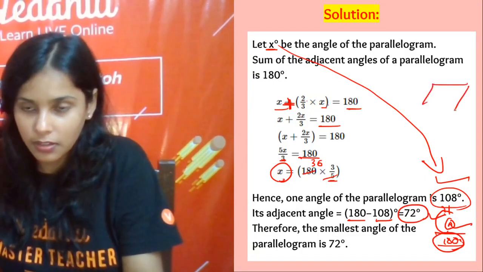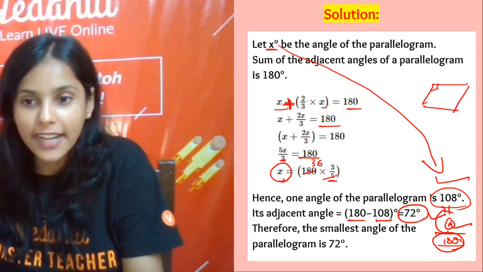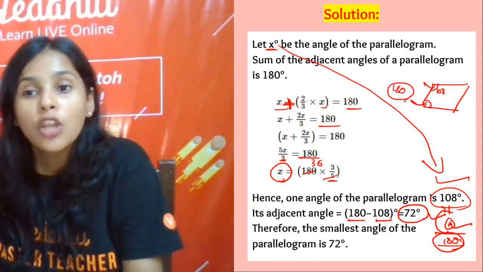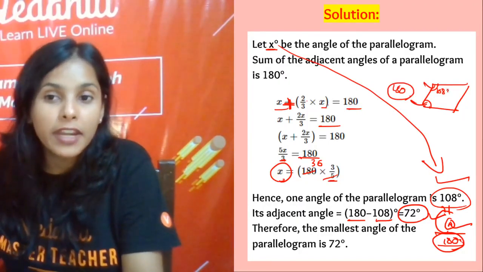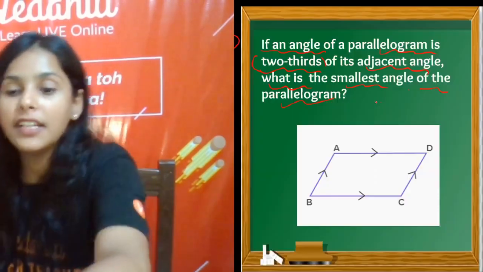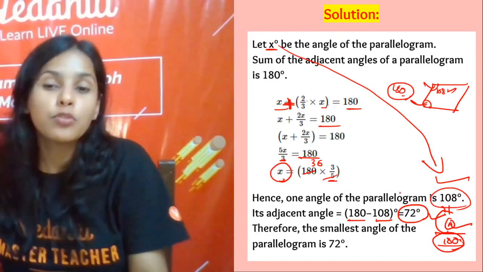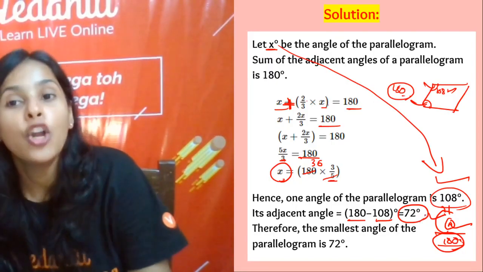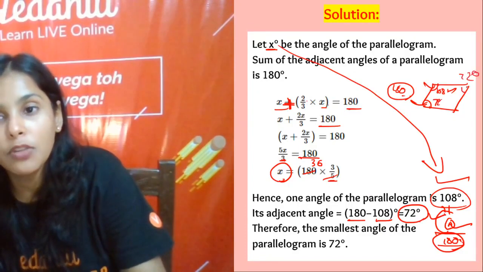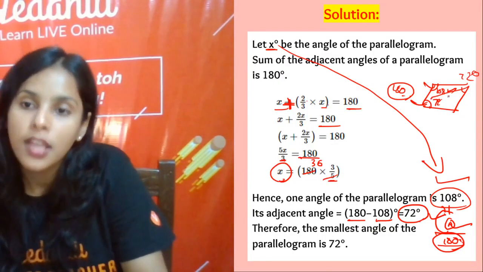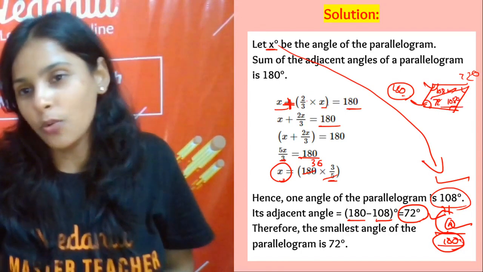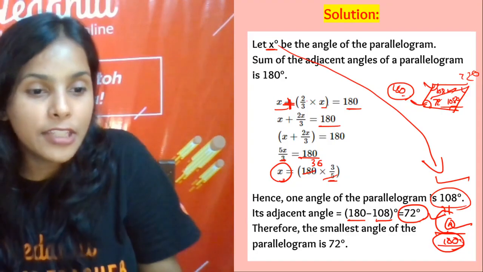Look, let's say you have found this x that is 108. So the sum of the adjacent angles will be equal to 180. So if the sum is 180 and one is 108, then 180 minus 108 is nothing but, we know, 72 degrees. So this is your smallest angle of the parallelogram. Because this is 72 degrees, this will also be 72 degrees, because opposite angles in a parallelogram are equal. This is 108, so this is also 108. So the smallest angle of this parallelogram is 72 degrees.